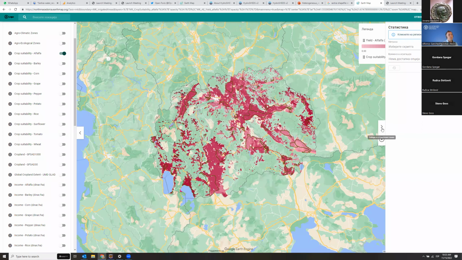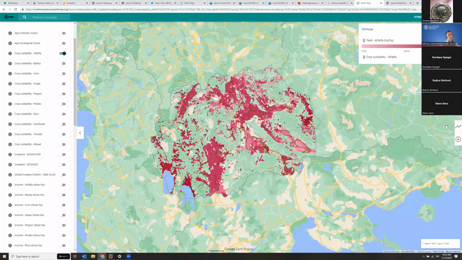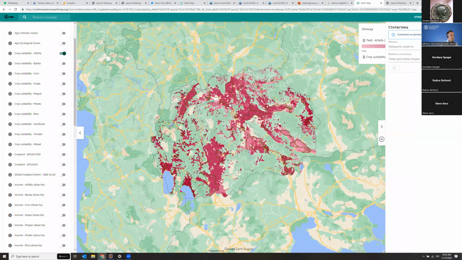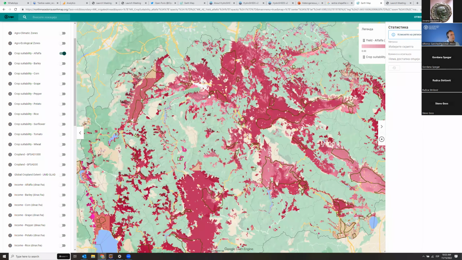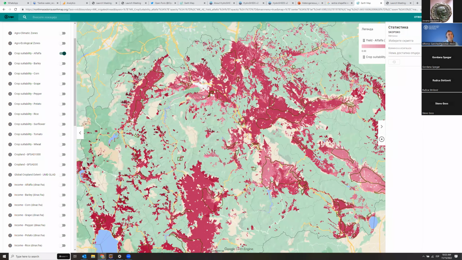So you can as well do the visualization. For instance, if I want to do the crop suitability for an irrigated area on alfalfa, then you could just choose your area. And here they have the specific North Macedonia projects. So for instance, on crop suitability of alfalfa, I can do my statistics.